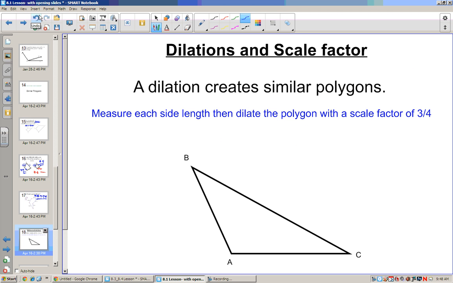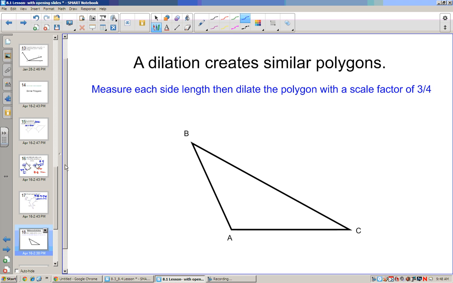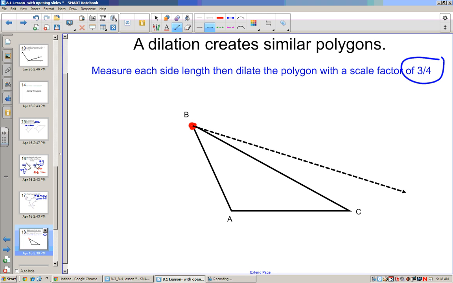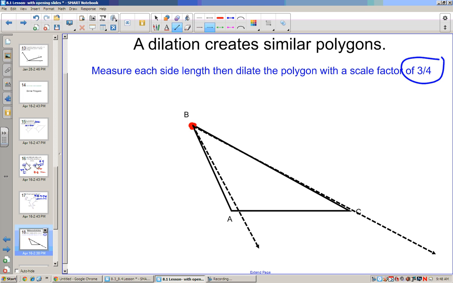Now, a dilation is something that creates similar polygons. So if I want to make a dilation here with a scale factor of 3/4, what I do is pick any point. First I'll pick point B, and this is going to be the point I'm dilating from. And I'm going to go to each of my endpoints, C and A, and I am going to measure along that distance.